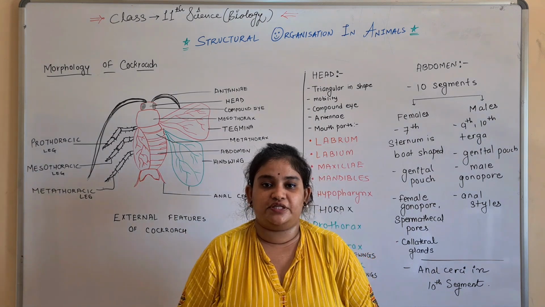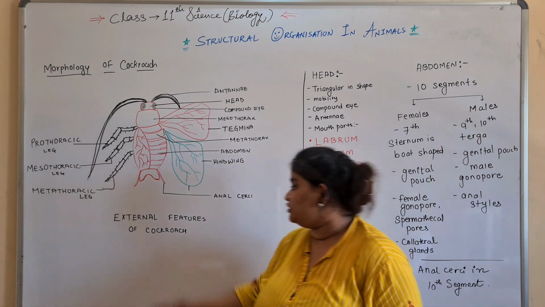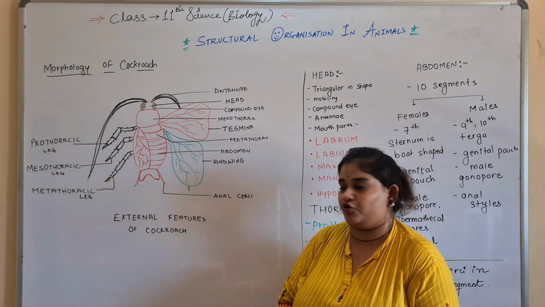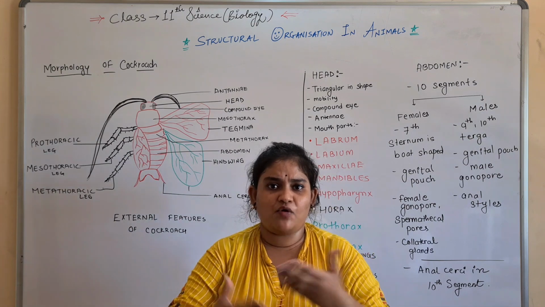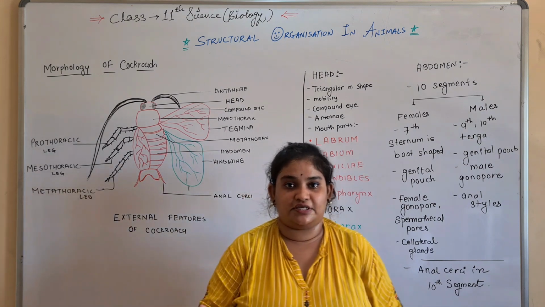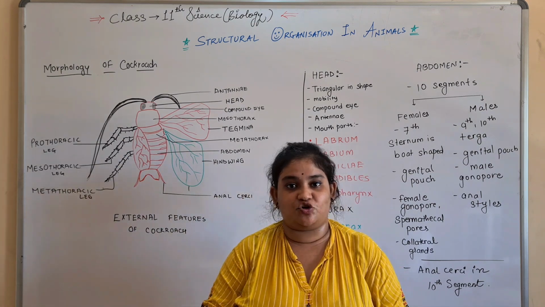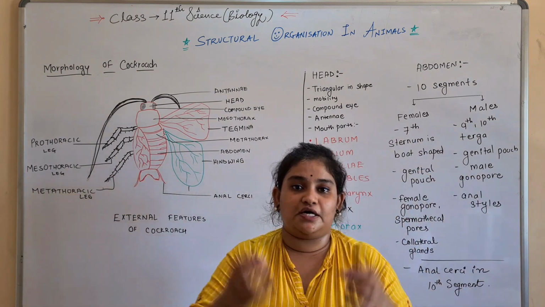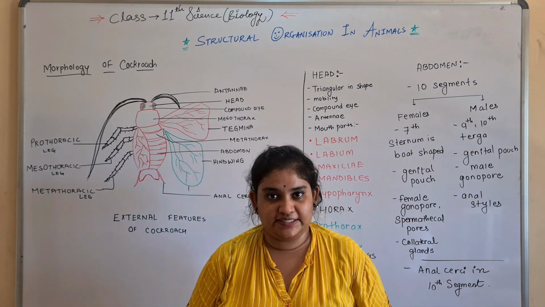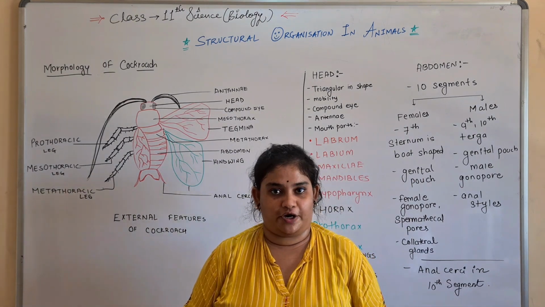So let us start with the morphology of the cockroach. So these are the external features of the cockroach. The first region is the head region. Now, you have observed the cockroaches in your house, right? If a cockroach is walking, that's normal. But if it starts flying, you are so scared of it, right? So, the cockroach also has wings. It also has legs to walk on, right?